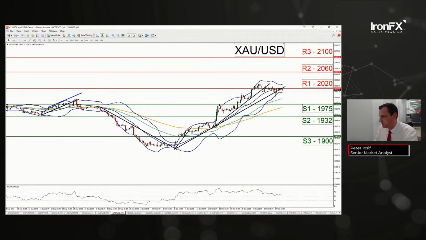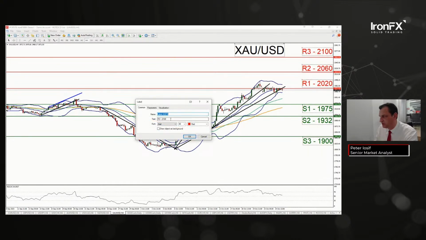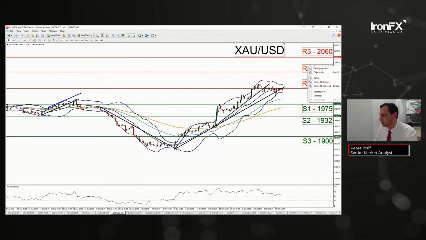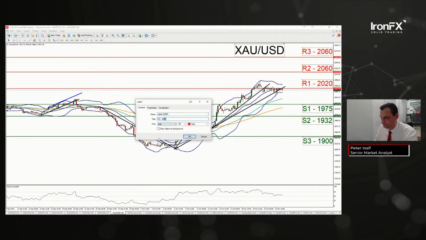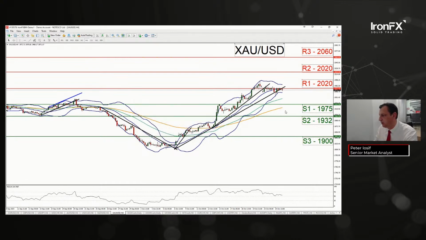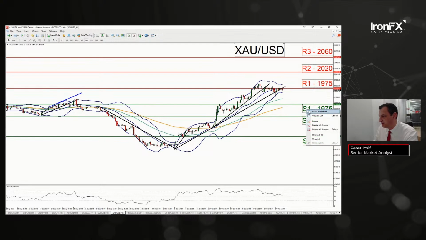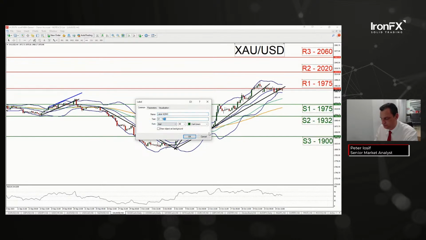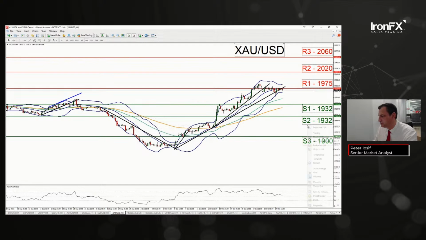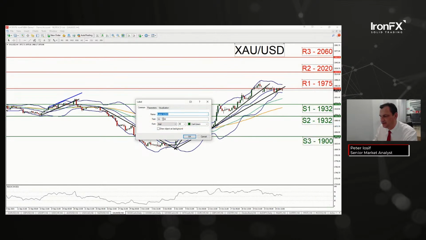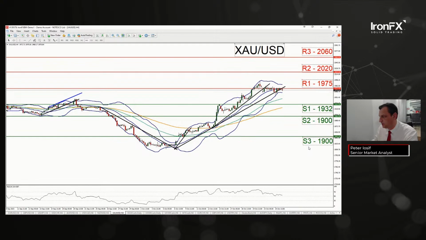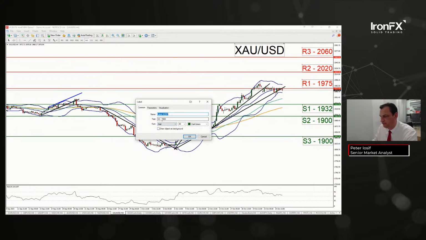And we start with the R3, which is now being placed at 2060. The R2 at 2020. The R1 at 1975. The S1 set at 1932. The S2 set at 1900. And a pretty way off, the S3 at 1845.